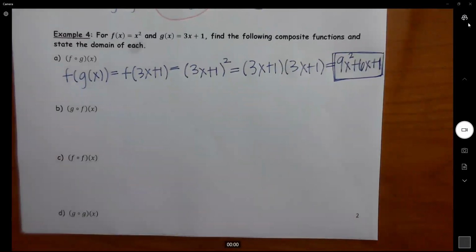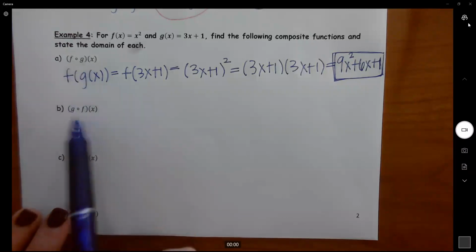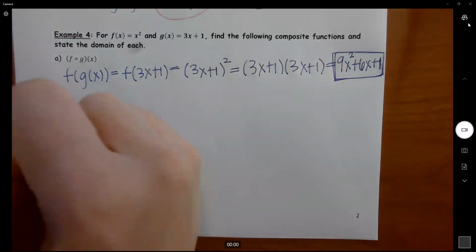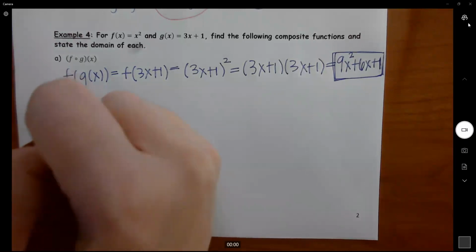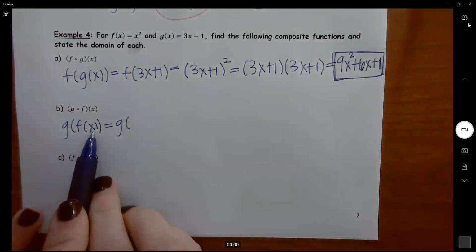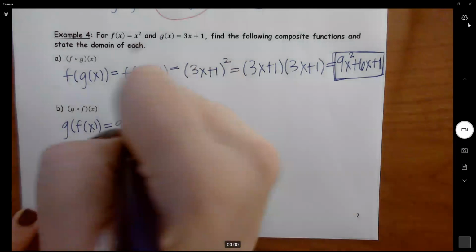Okay, let's do this again. And just like before, don't assume that these are the same, because more times than not, they are not the same. So this is g of f of x. So what does my f of x equal? Well, my f of x is x squared.